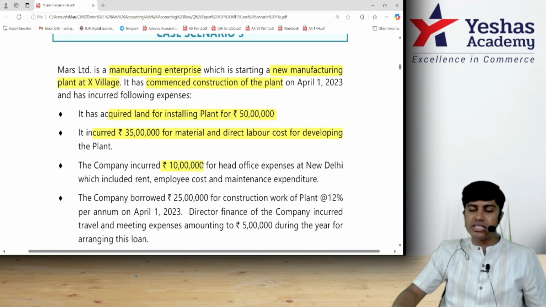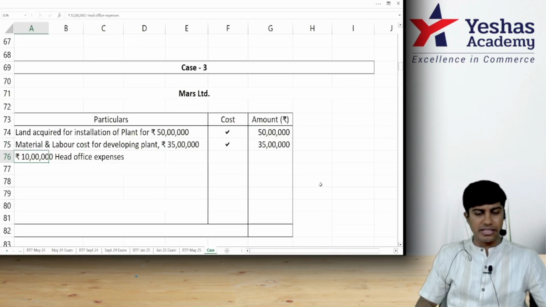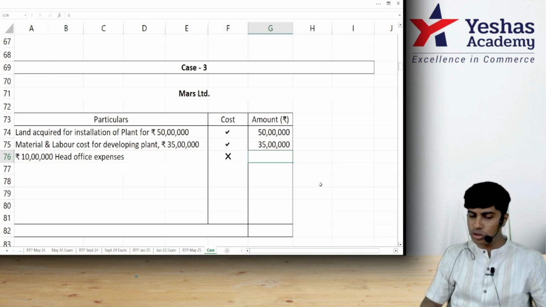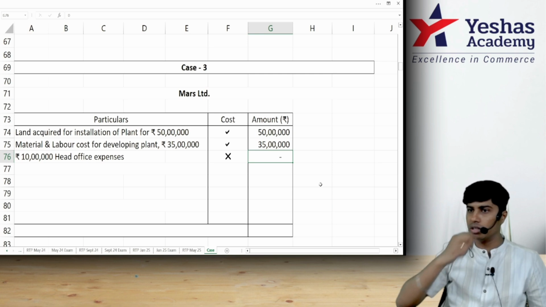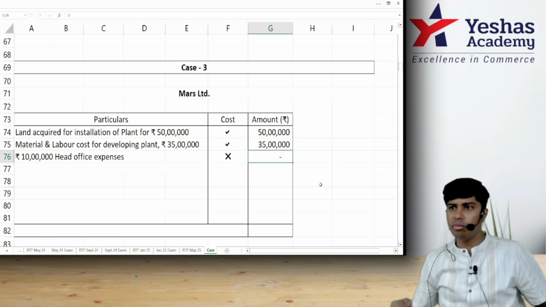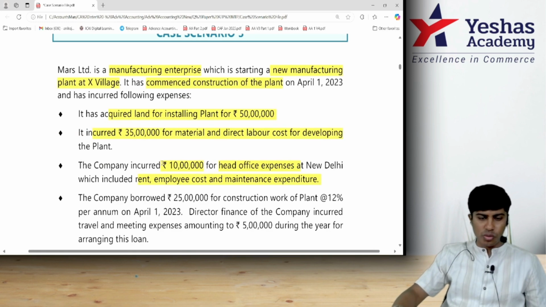Company incurred rupees 10 lakh for head office expenses at New Delhi, which includes rent, employee cost and maintenance. This is the money that they are paying to themselves. So head office expense is allocated to the branch. This head office expense of 10 lakh should not be included in the cost. If it was included, I would have taken it to the total. Once I take the total of that amount column, I will get the total cost of the asset. But this, very nice. Then what do we have?